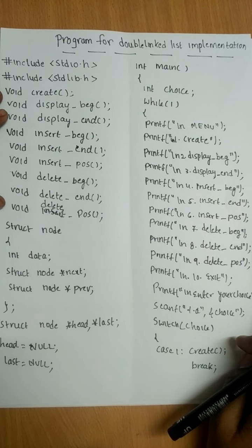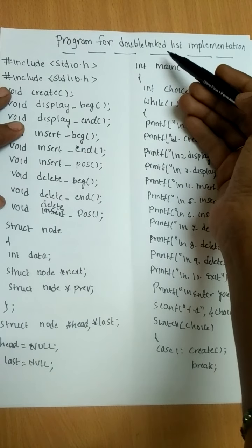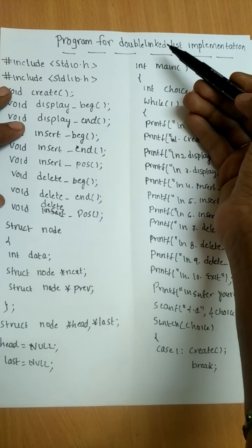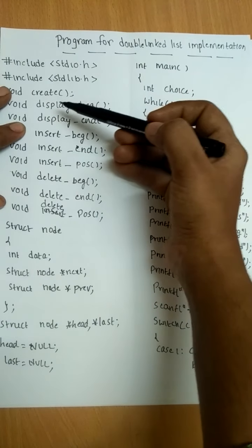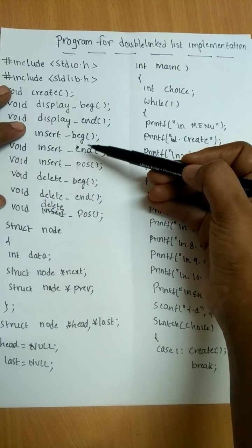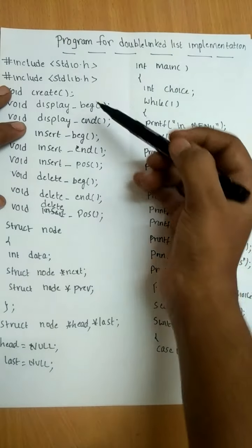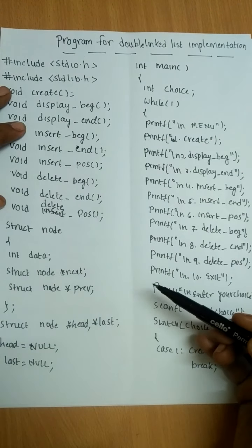Please subscribe to the channel. Today our topic is the C program for implementation of the double linked list. Here we are going to see all the operations of the implementation, like create, display, insertion and deletion. Don't be afraid of this big program.